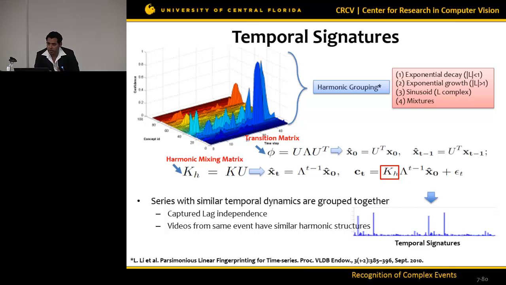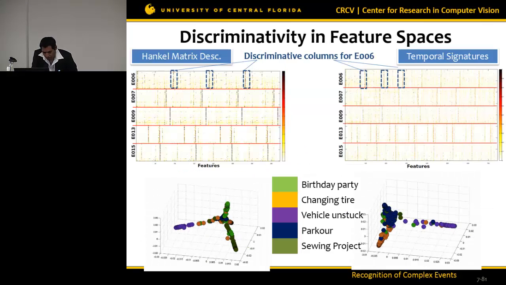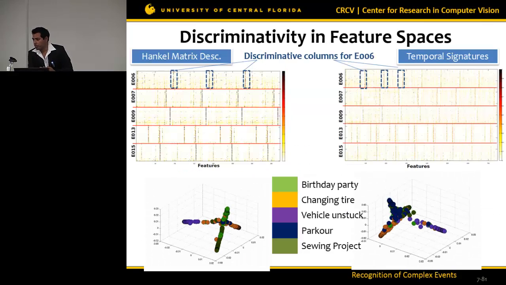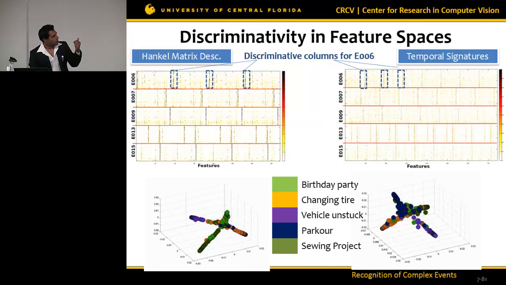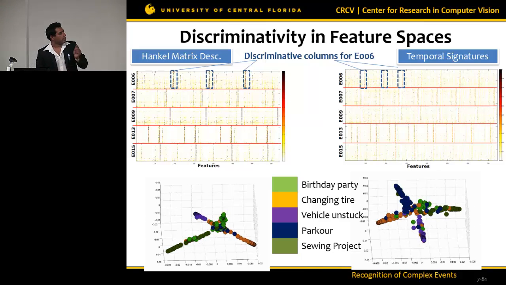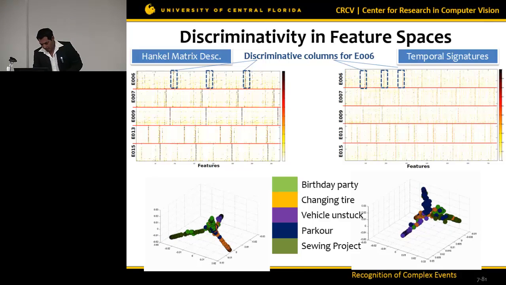It actually shows certain characteristic properties such as harmonic structure and a lot of lag independence, shift invariance, that kind of properties you can measure from this harmonic matrix. Now we show some discriminative property in these two different feature spaces that we just proposed. One is based on the Hankel matrix, the other one on the temporal signature.